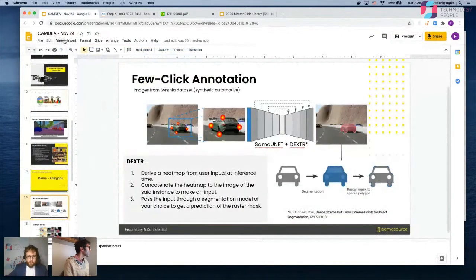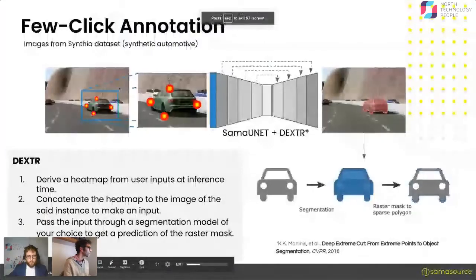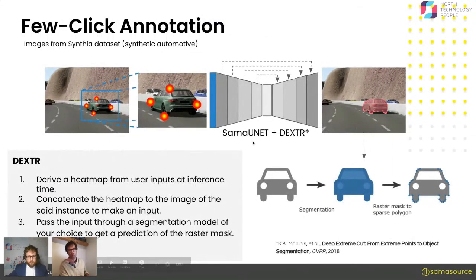How it works is we've modified the Dexter paper, but actually in the paper they use a fully convolutional neural network. We just replaced that with our own implementation of a UNet, which is more lightweight, which we call the Sama UNet. So the annotator will select the 4 extreme points around the object. It will create a heat map around those user inputs at inference time, and then concatenate the heat map with the input image. Now we pass this through this model and we obtain a raster mask.